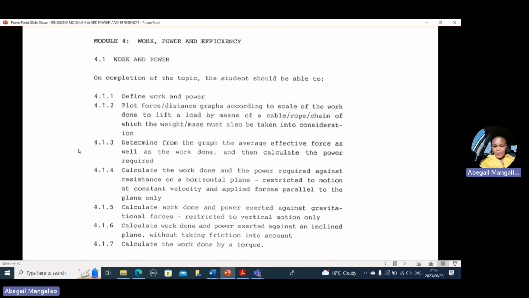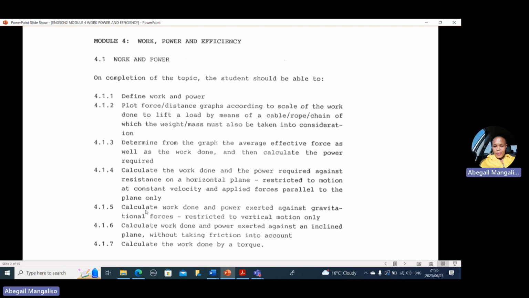Number 4, you must be able to calculate work done and the power required against a resistance on a horizontal plane restricted to motion at constant velocity and applied forces parallel to the plane only. So constant velocity means there will be no acceleration involved, because when the velocity is constant, acceleration is 0 and the forces are balanced.